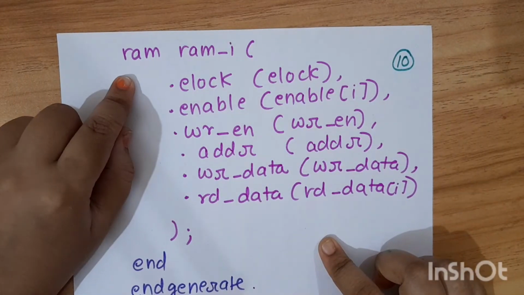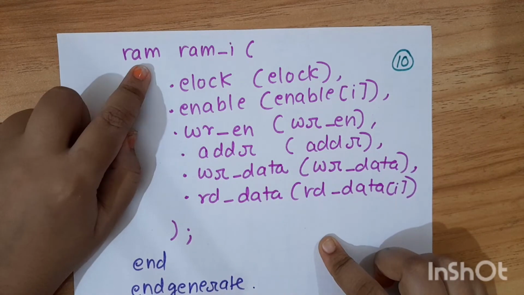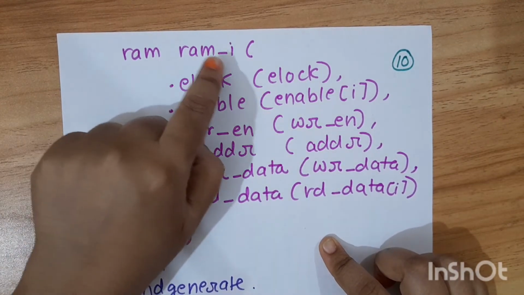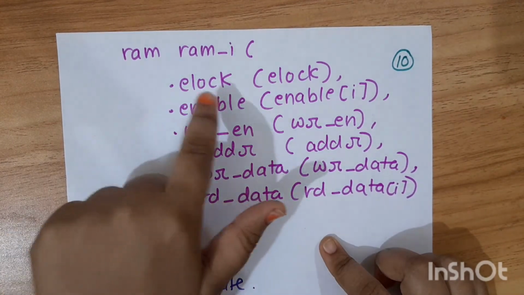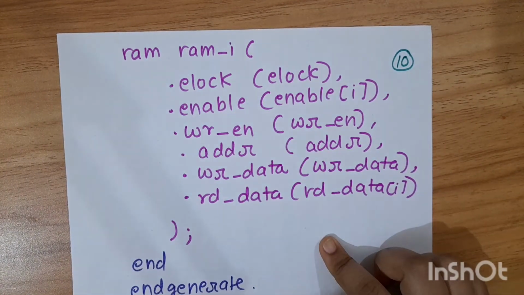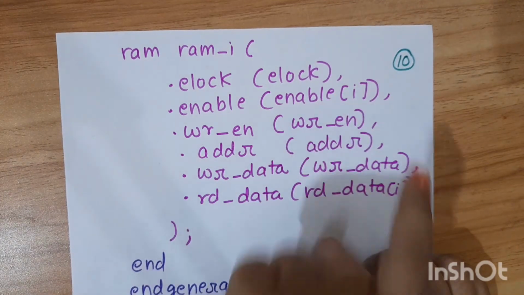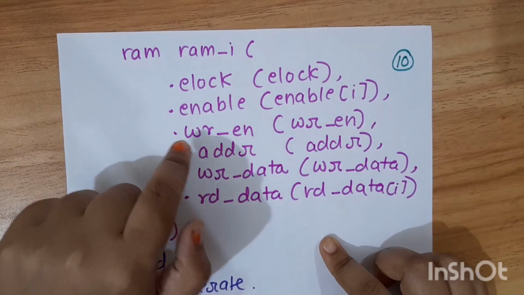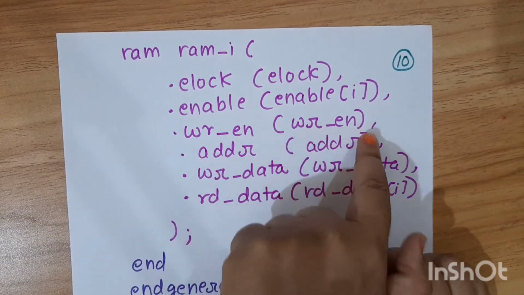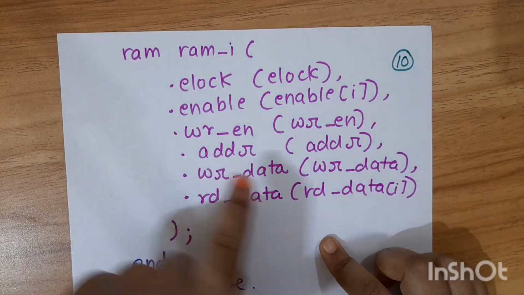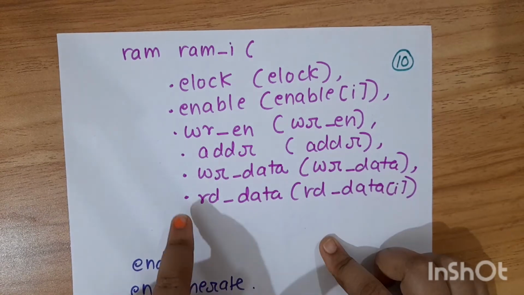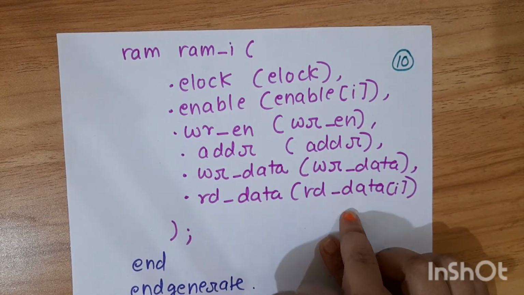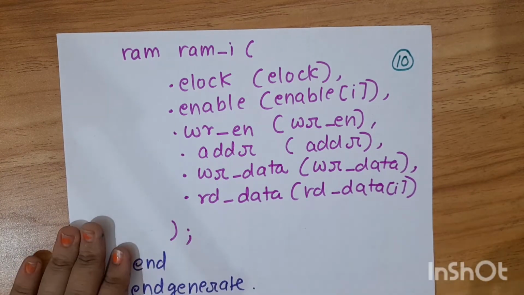Now this is the RAM module, module name RAM, module instance RAM underscore i. Inside the brackets I have .clock connected to clock, .enable connected to enable i, .write enable connected to write enable, .address connected to address, .write data connected to write data, .read data connected to read underscore data i. So there are 3 usages of i.